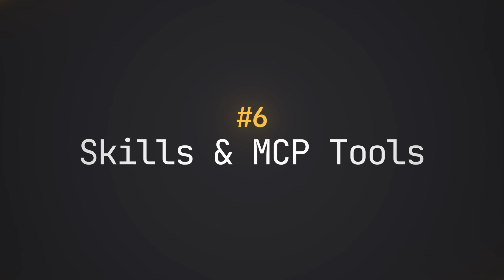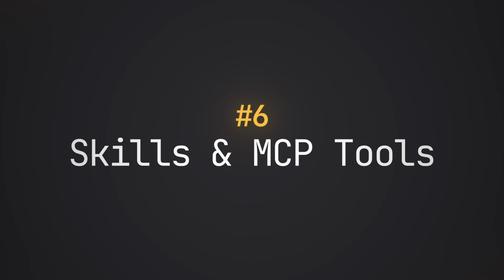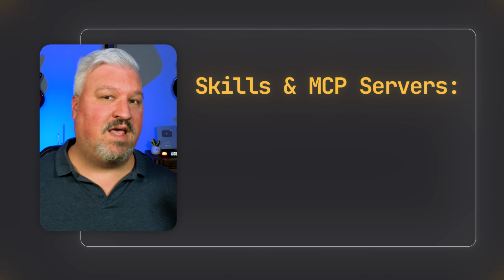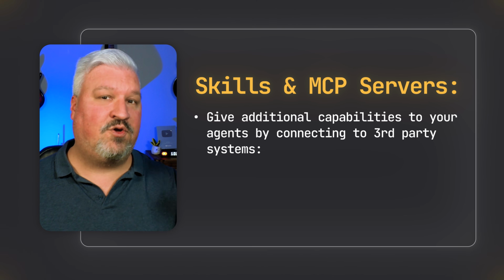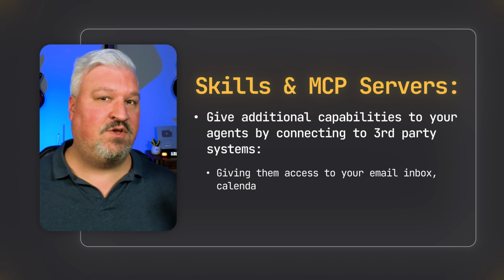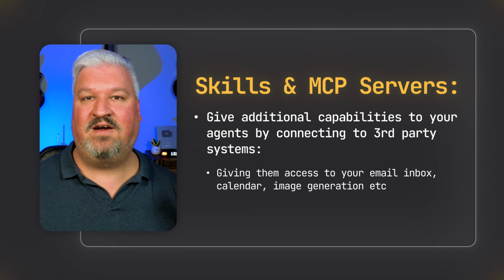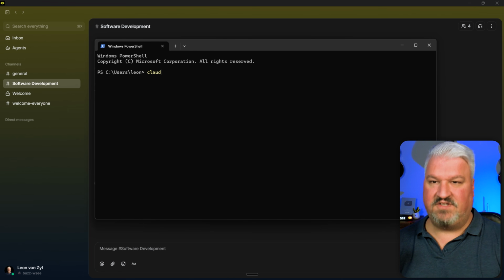If you've ever worked with AI agents and assistants before, you know the true power comes from skills and MCP tools. Skills and MCP servers give additional capabilities to your agents, like connecting them to third-party systems. For example, giving them access to your email inbox or calendar, or the ability to generate images, etc. And this is something I haven't seen anyone show in Buzz yet. And it's actually really simple.